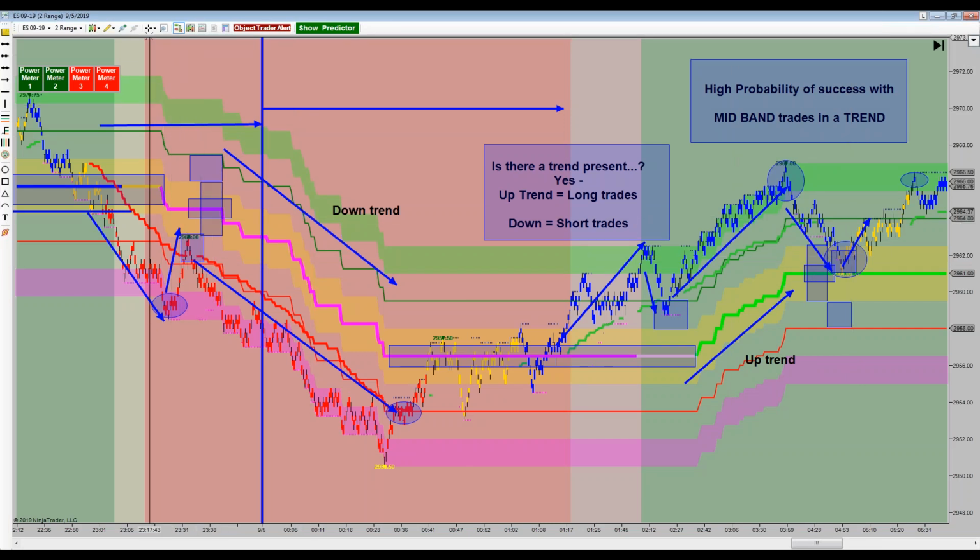Now, I'm not being braggadocious about that. I'm not trying to put that in anybody's face. I'm just saying that this is an extremely high probability trade. And if you want to make money in the morning, you might want this to be one of your go-to trades. Now, I'm going to do one more exercise here.